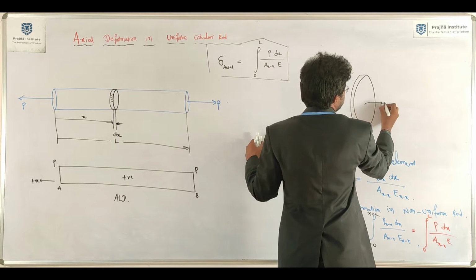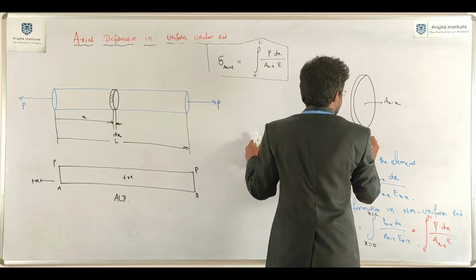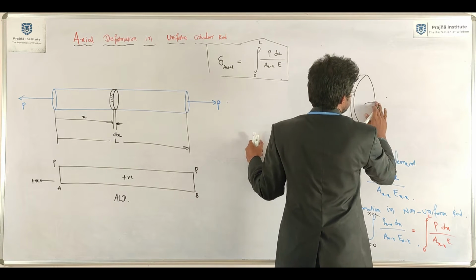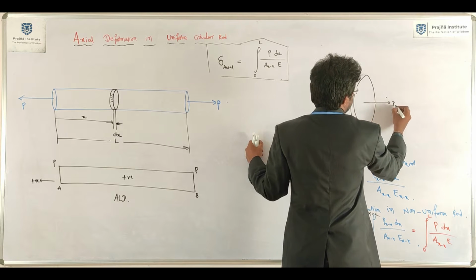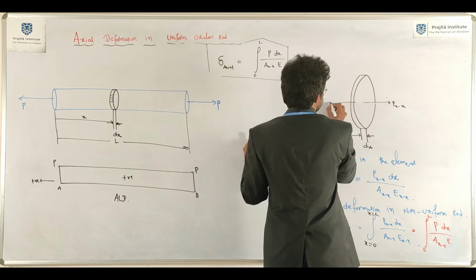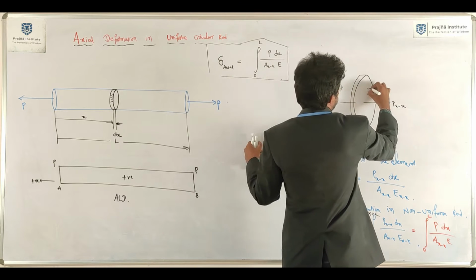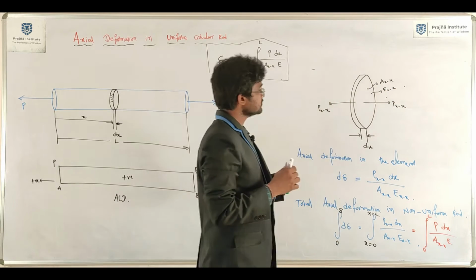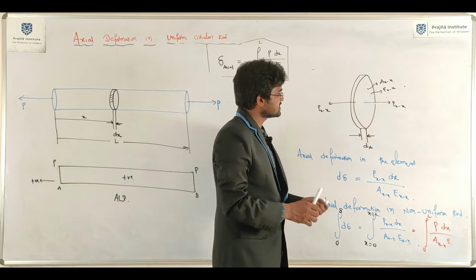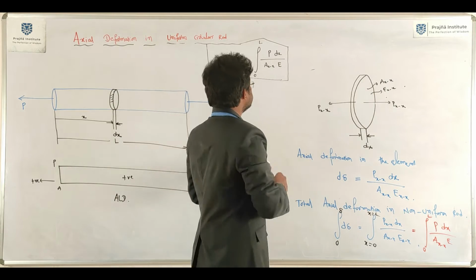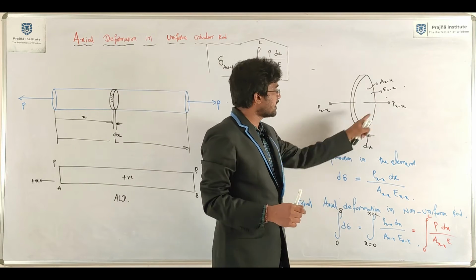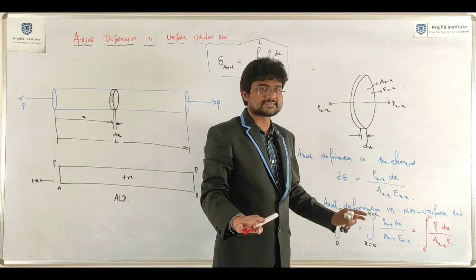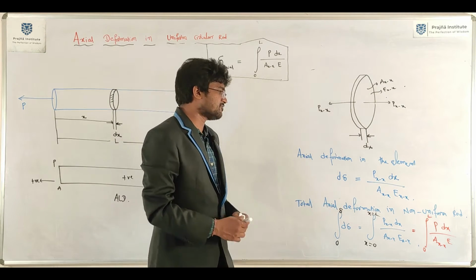Just to zoom it, here it is Ax and here it will be dx. It is subject under Px, Px, it will be Ax, Ex. Okay, so it is very simple. What is d delta? d delta is nothing but Px into length of the element dx, by Ax Ex. That's it.